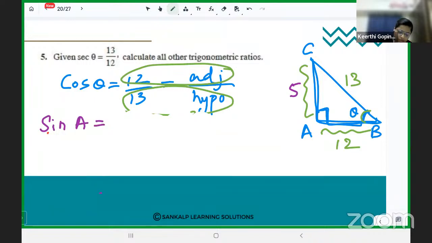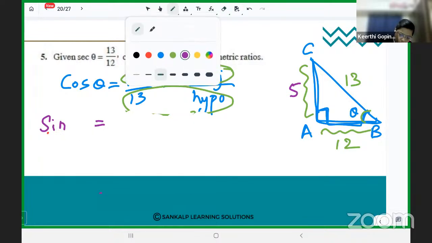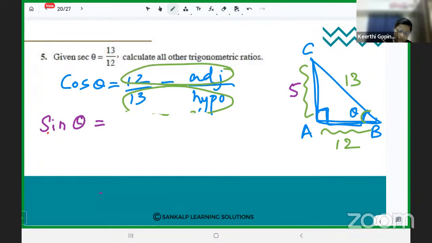Sorry, here it is not angle A. Here they have given a name for the angle, so it is sin theta. So first we are going to find out sin theta. What is sin theta? Sin theta is nothing but opposite by hypotenuse.